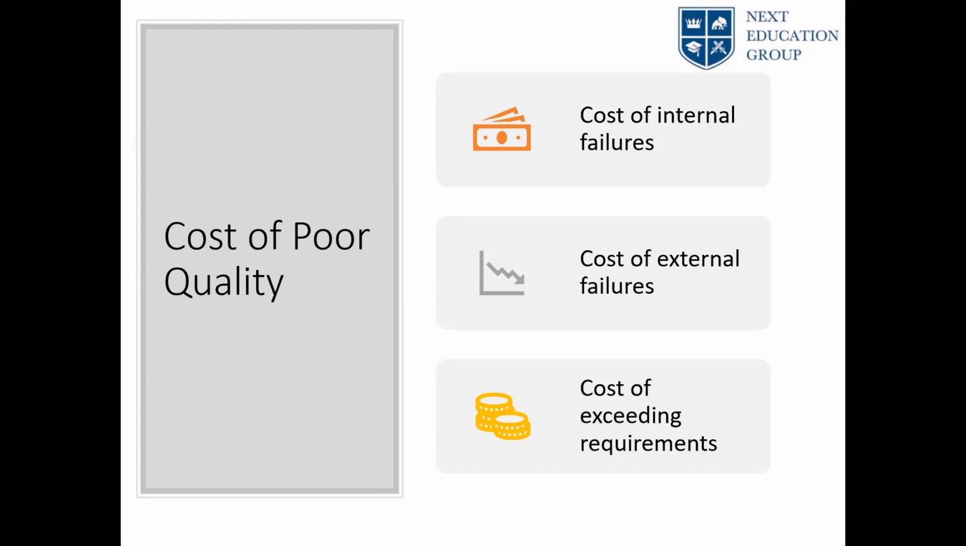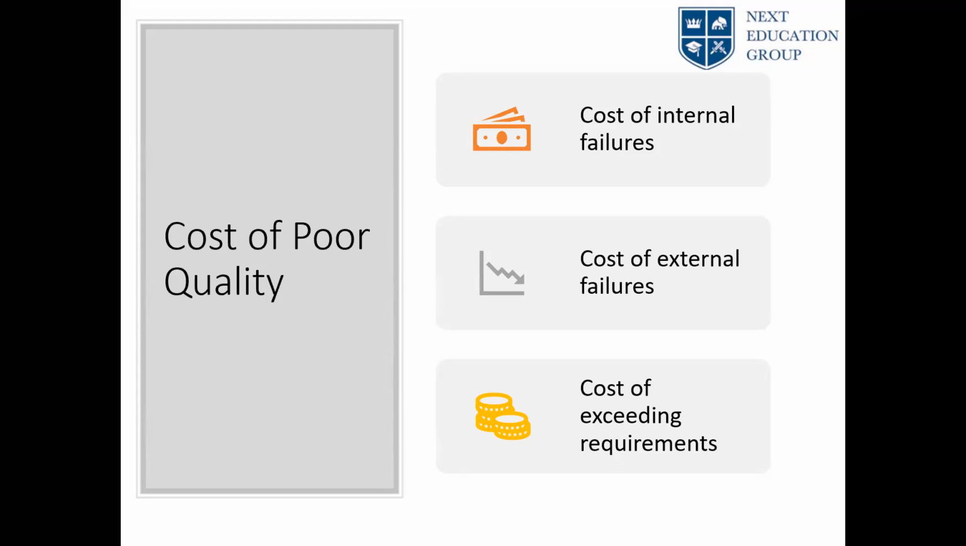Corrective actions, yes. So yes, cost of poor quality quantifies the negative outcomes due to waste, deficiencies, and defects. So if you build something which is not conforming to the customer requirement, you would have to redo it again. And that requires money and time. That's cost of poor quality. The corrective actions, like you rightly said. When it comes to cost of poor quality, you can look at it from three perspectives. Cost of internal failures, cost of external failures, and cost of exceeding requirements.